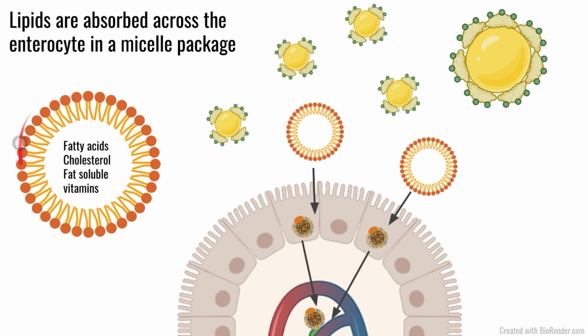So what happens here is we now have these micelles that are full of our digested lipid. This micelle package is then going to just diffuse across the enterocyte, diffuse right through the membrane of the enterocyte to get inside the enterocyte. Once our digested lipid components are inside the enterocyte, they're going to get repackaged up in another form called a chylomicron. And from there, that chylomicron is going to diffuse across the basolateral side and actually enter into the lacteal and enter into the lymphatic system.